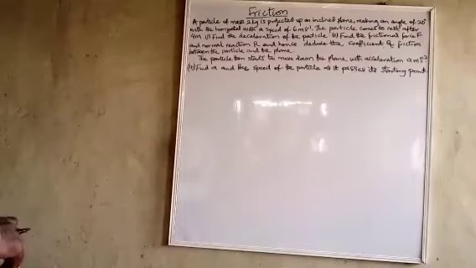A particle of mass 2 kg is projected up an inclined plane, making an angle of 20 degrees with the horizontal, with a speed of 6 meters per second. The particle comes to rest after 4 meters. Find the deceleration of the particle.